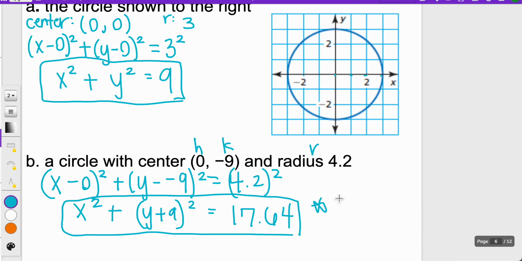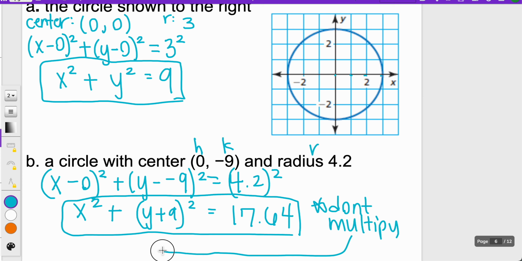You are not going to multiply out this y plus 9 squared because we want to be able to easily find our h and our k. So we're just going to keep it in that situation.